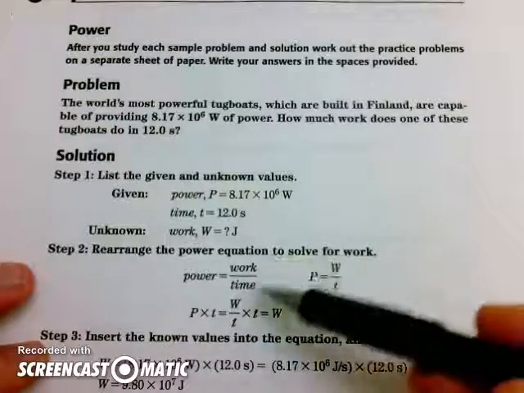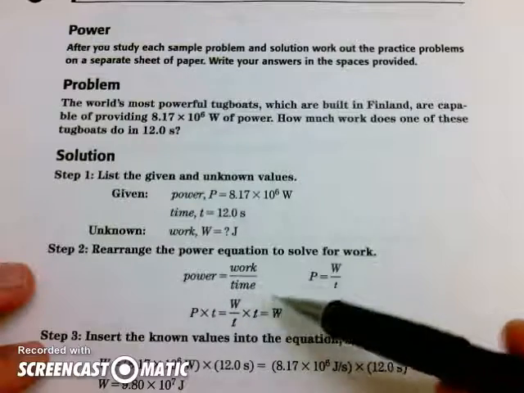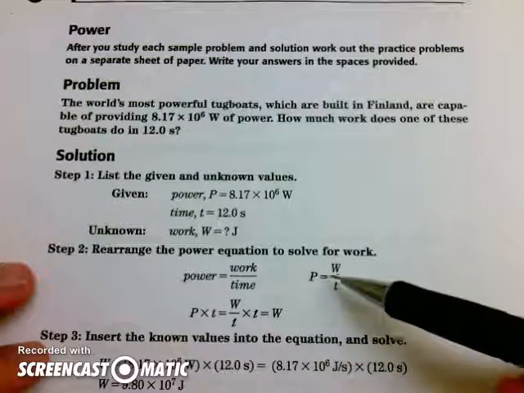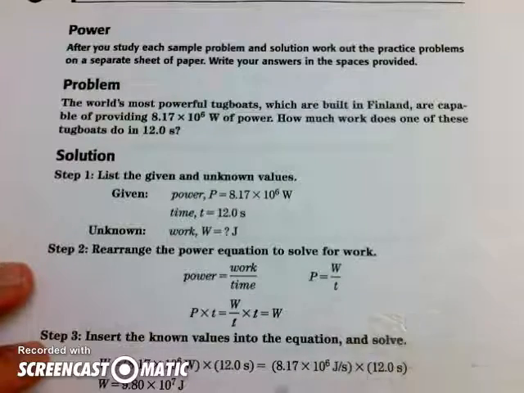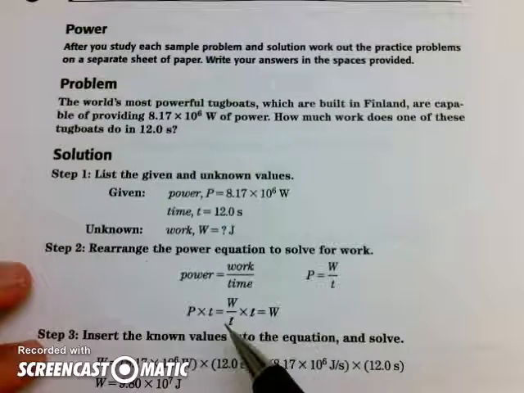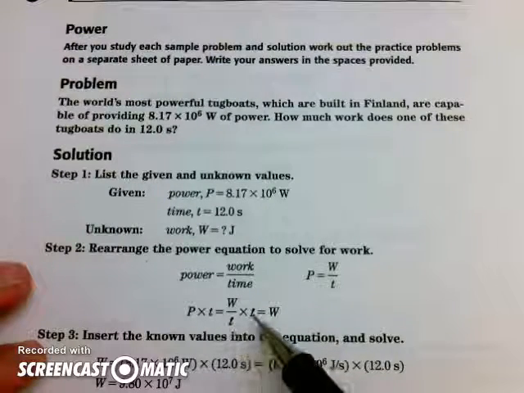It's what we're looking for. All right, so they have to rearrange this equation. Power equals work divided by time, or P equals W over T. Okay, these are the symbols for power, work, and time. So they go ahead and rearrange it here, but then they leave this thing in the middle, which is kind of confusing.